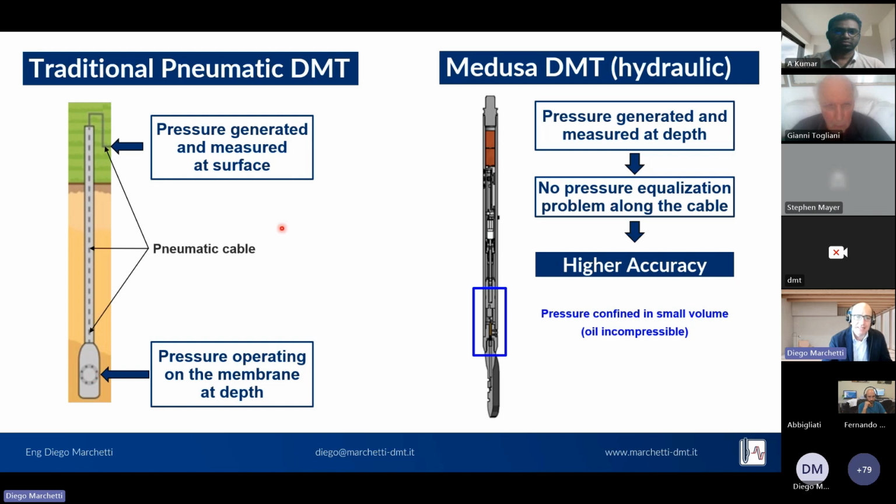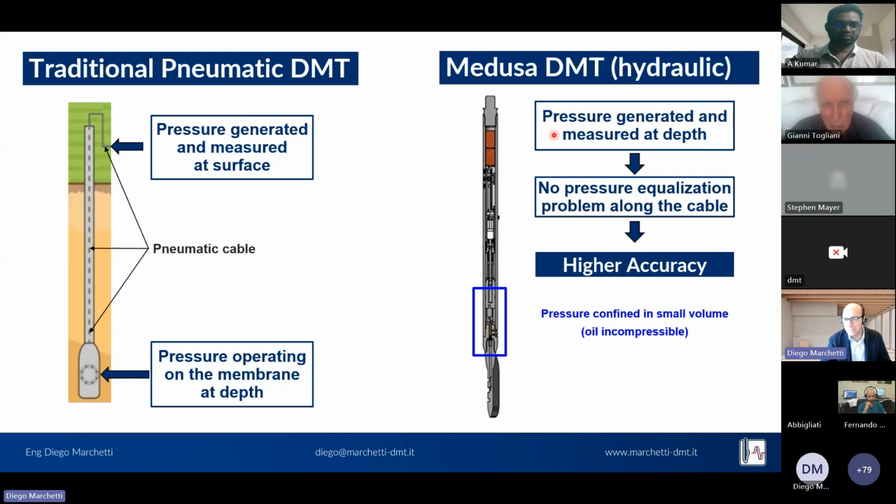Since we are inflating at a certain inflation rate, it is possible that the pressure at surface is not exactly the same as the pressure acting at depth, which may provide some scatter. Now, in the past, this has proved to be very small, at least in medium to soft soils and even less in hard soils. But in extremely soft soils, this may be a problem because even a few kPa or 10 kPa of difference can create a problem.